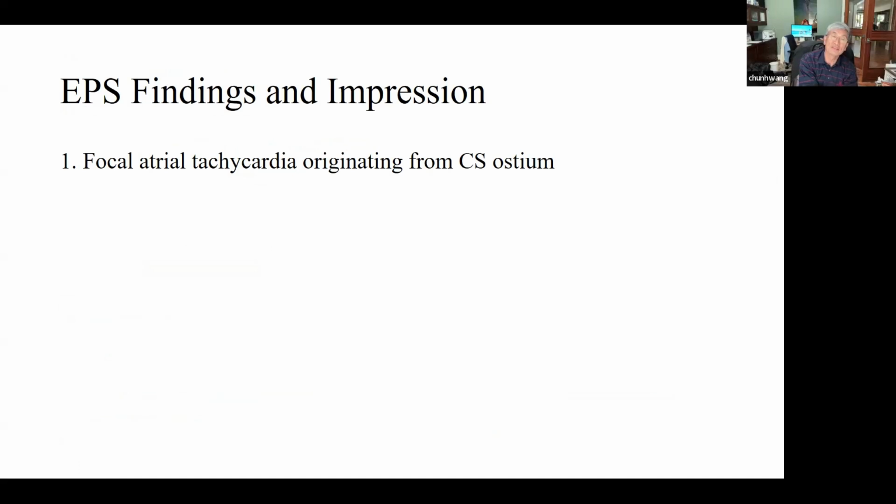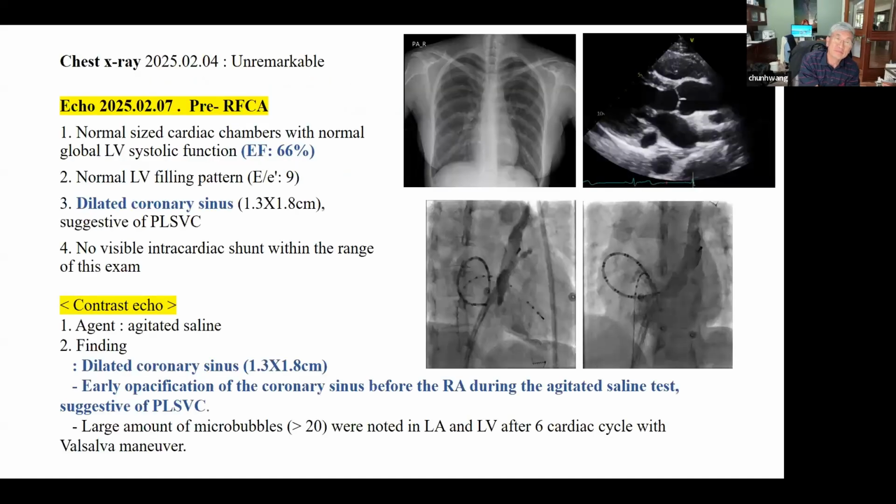Wait a minute now. Hang on a second there. How do you define the CS ostium in a persistent left superior vena cava patient? Did you do an angiogram? Yes, it was 2025. Did they do an angiogram? Yes. So how easy was it to identify the persistent superior vena cava ostium?